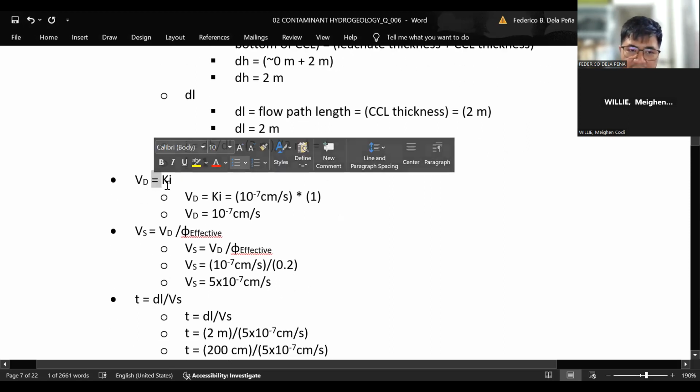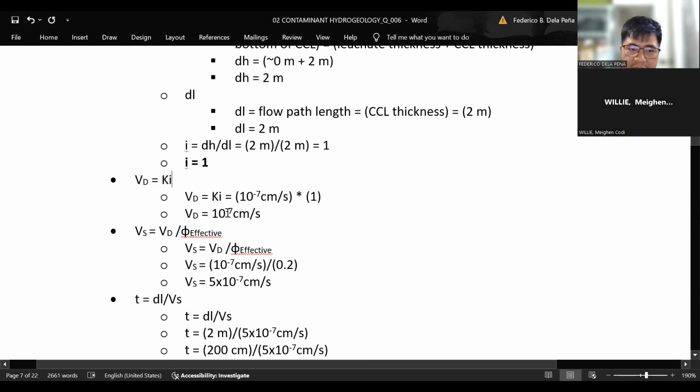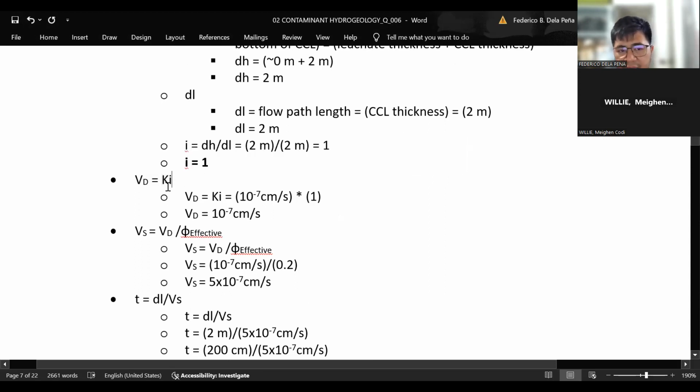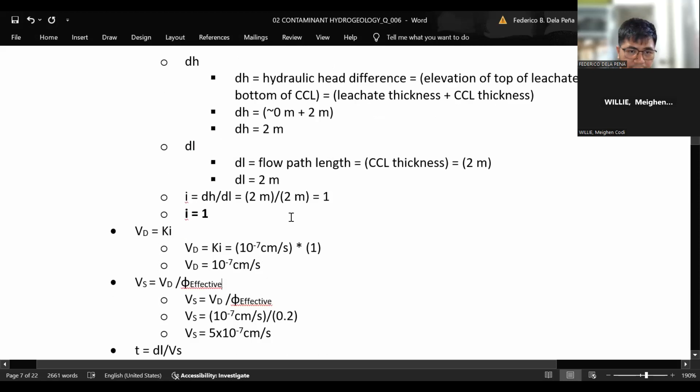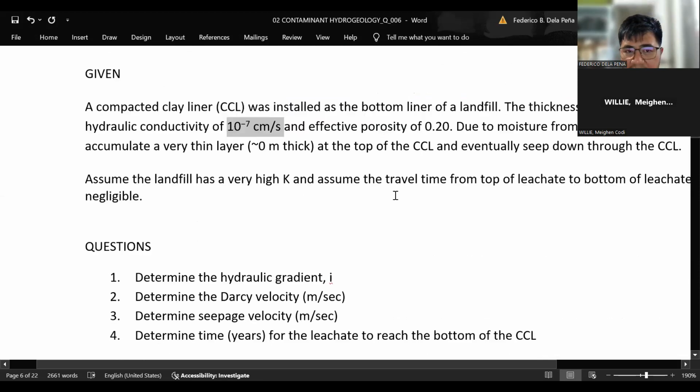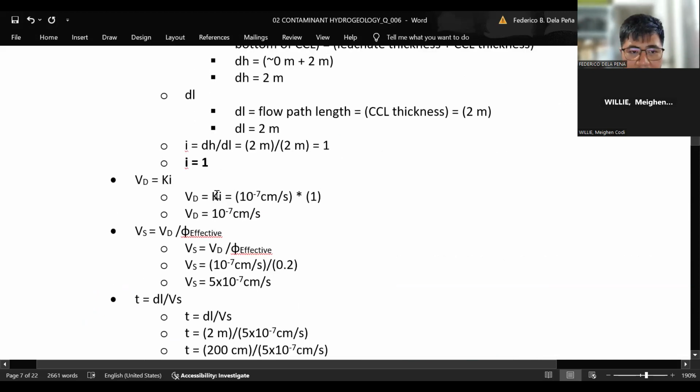Now, for the Darcy velocity, Darcy velocity is essentially just your hydraulic conductivity K multiplied by I, your hydraulic gradient. The hydraulic conductivity was given in the problem, so it's 10 to the negative 7 centimeters per second. And then you just multiply it by 1, and you will get 10 to the negative 7 centimeters per second.